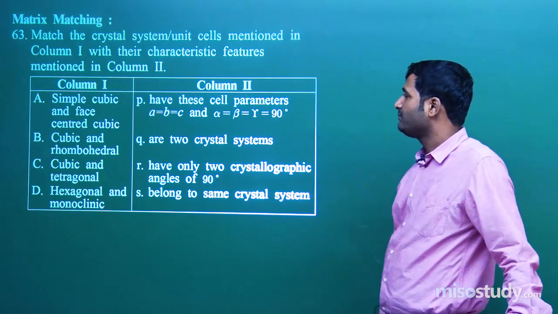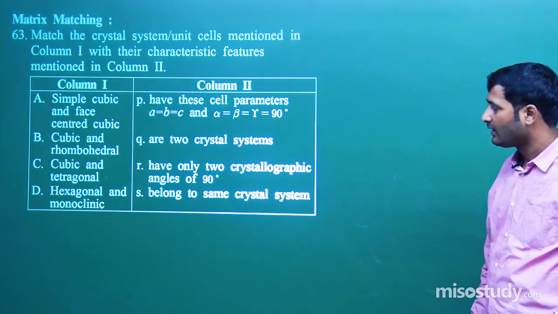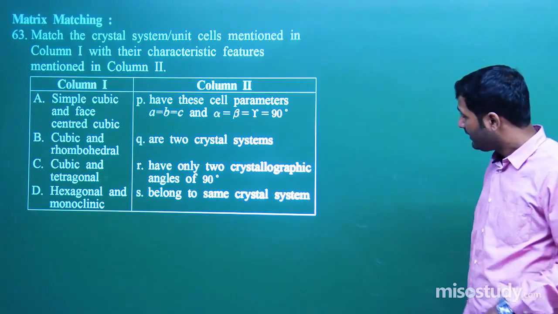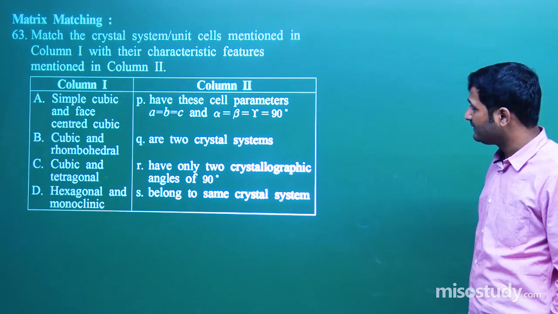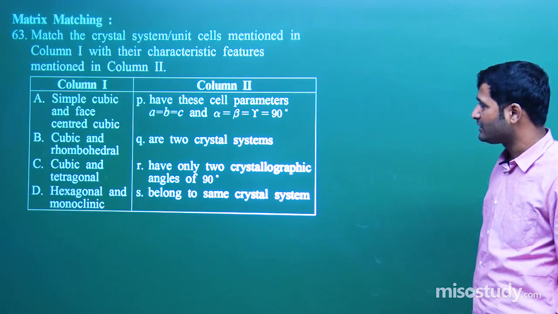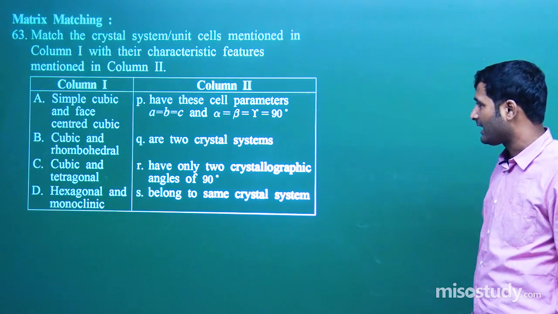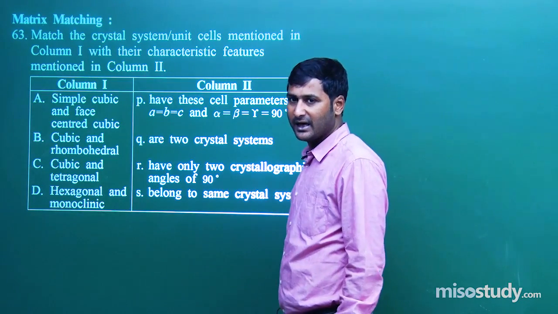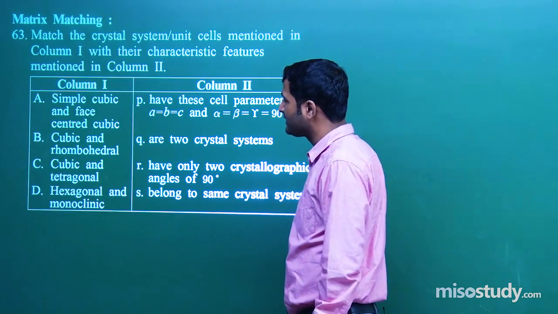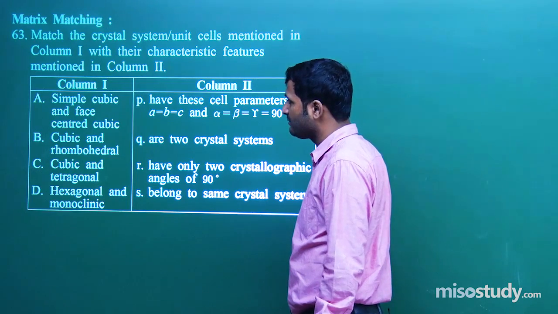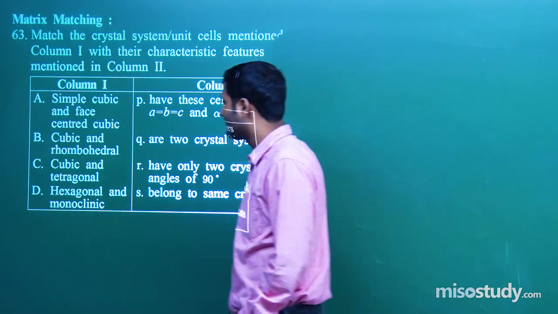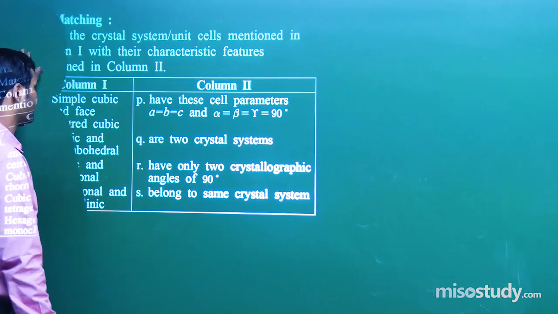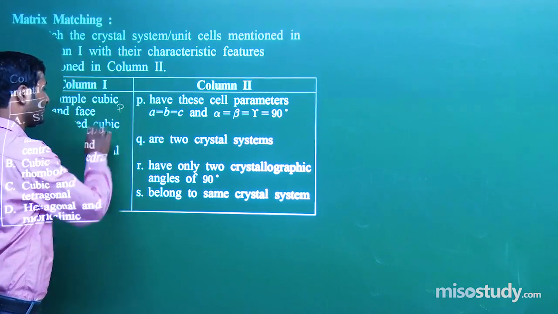This is a simple one. Simple cubic and face centered, given here. Read: have the cell parameters a is equal to b is equal to c and alpha is equal to beta is equal to gamma, because this is a cubic. Cubic has types: simple, face centered, body centered, end centered and edge centered. Generally we study simple cubic, face centered and body centered. So P is the correct option.